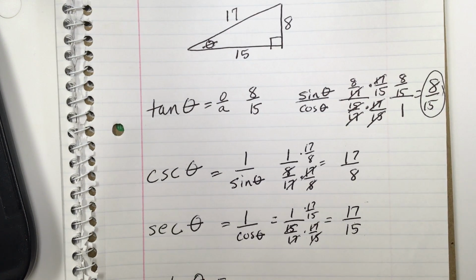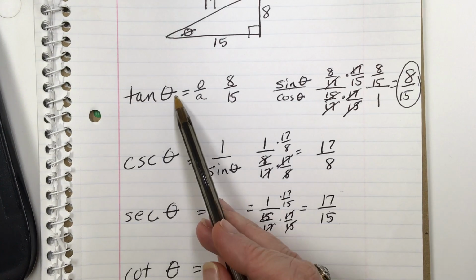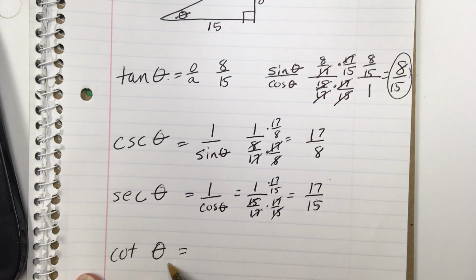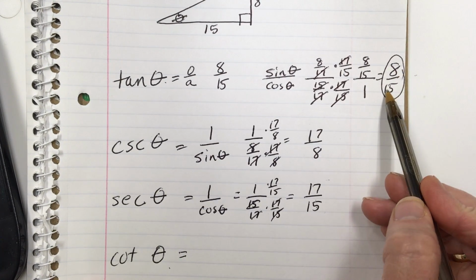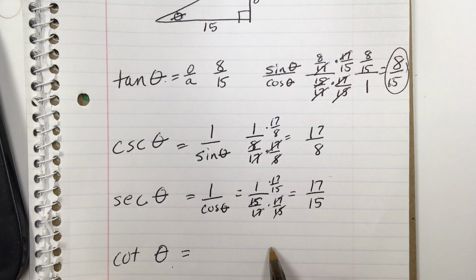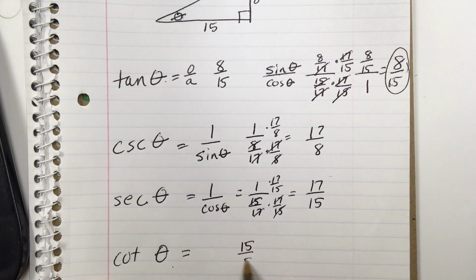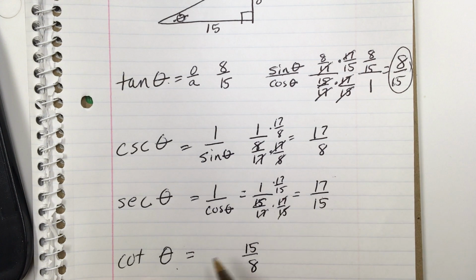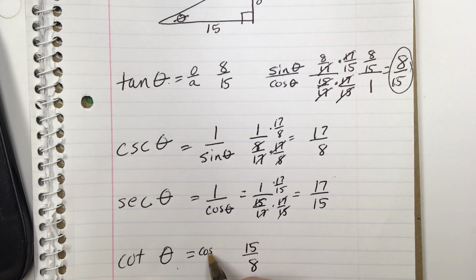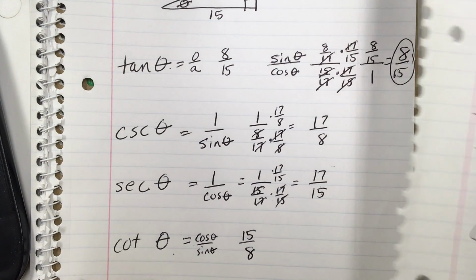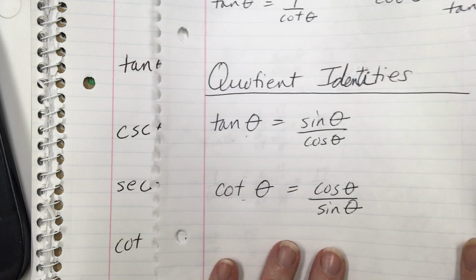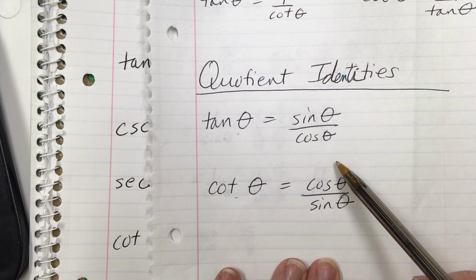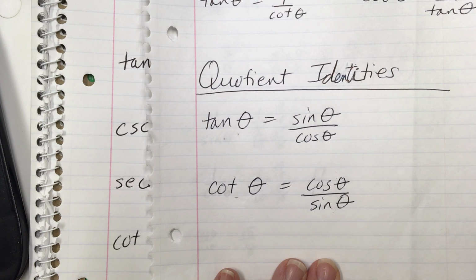And cotangent of theta. Well, we know that tangent and cotangent are reciprocals. So if tangent is 8 over 15, what is cotangent? 15 over 8. Remember also cotangent could be cosine theta over sine theta. I'm just trying to expose you to a couple of different ways. Remember, we just talked about this identity. Cotangent is cosine over sine.